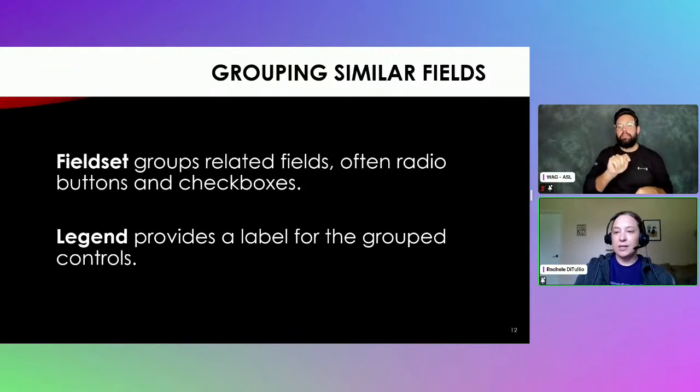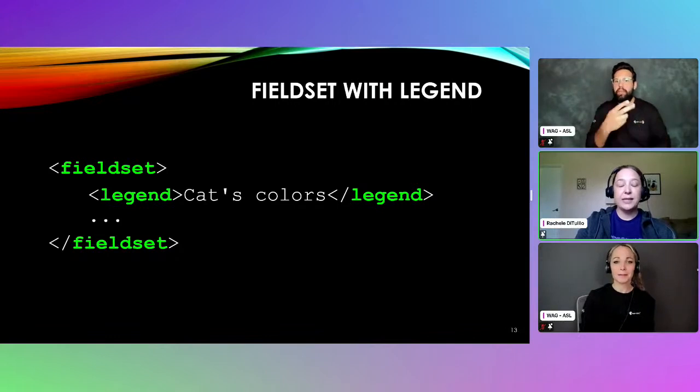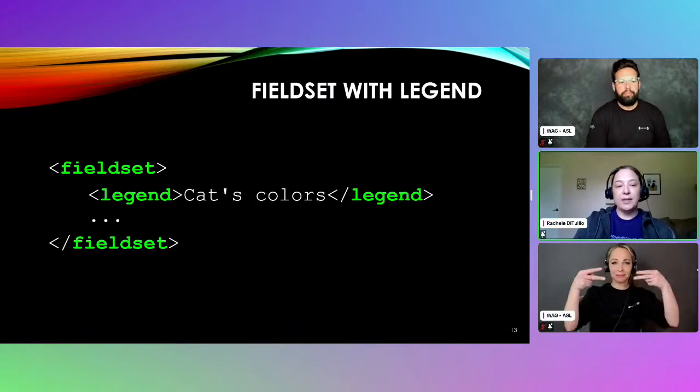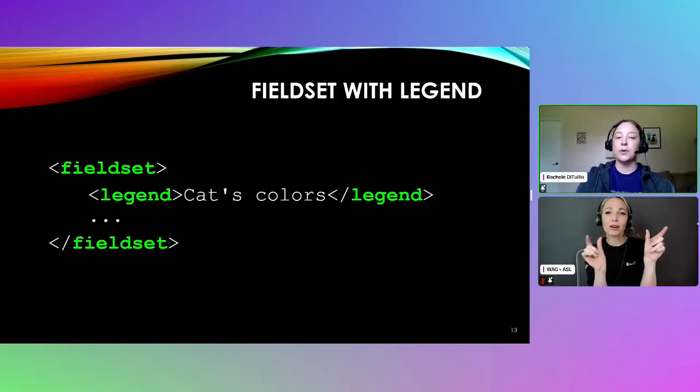Let's look at what this looks like in HTML. So here on the screen, I have a field set element. And inside the field set, the first element is a legend element. And for this example, it says cat's colors because in my form, I have an option where you can select multiple checkboxes for the cat's colors. That's denoted here with the 3 dots in the form.